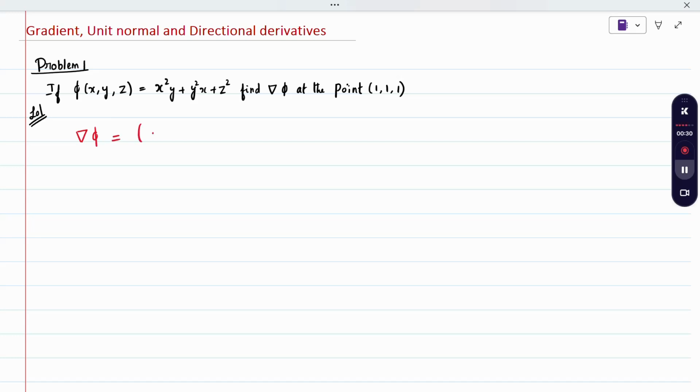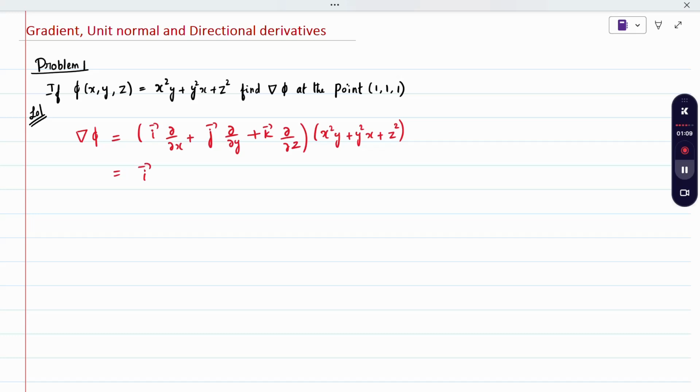Del is nothing but i into dou by dou x plus j into dou by dou y plus k vector into dou by dou z into phi. It is given in the question: x squared y plus y squared x plus z squared. So first step, like this you have to write. Next step, you have to multiply each time. This phi is for all the 3 terms, so split and write it.